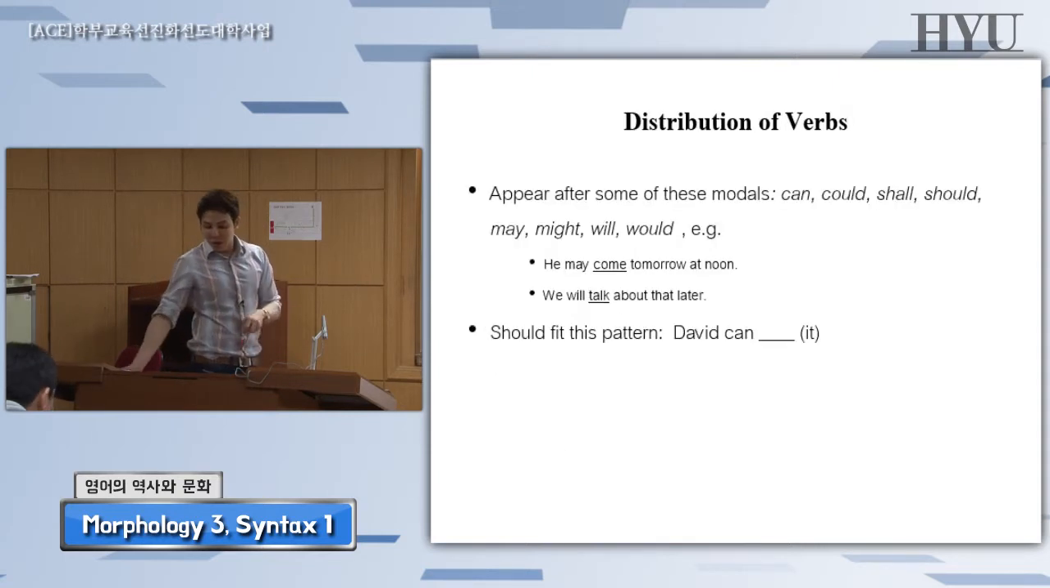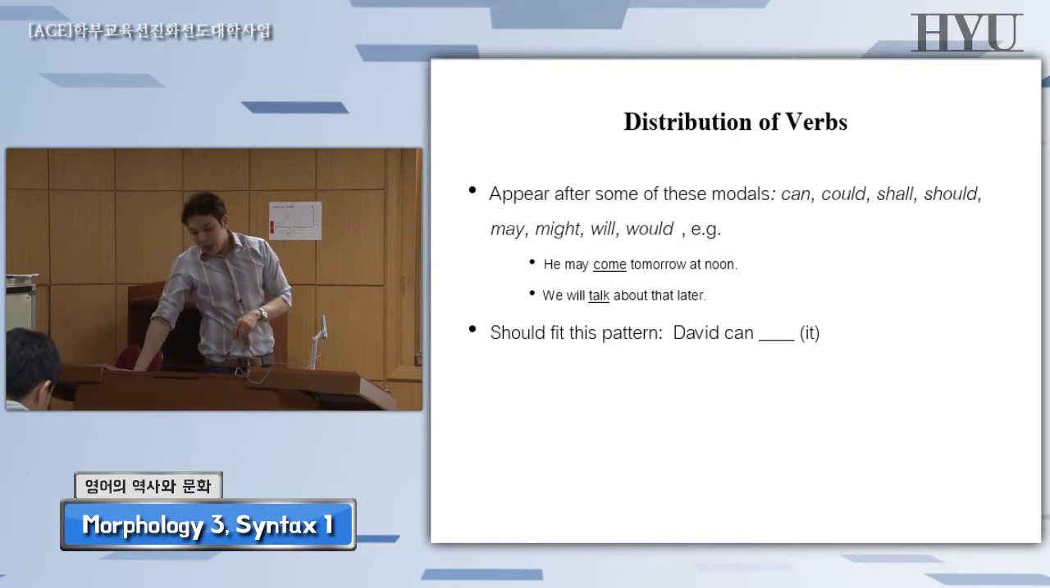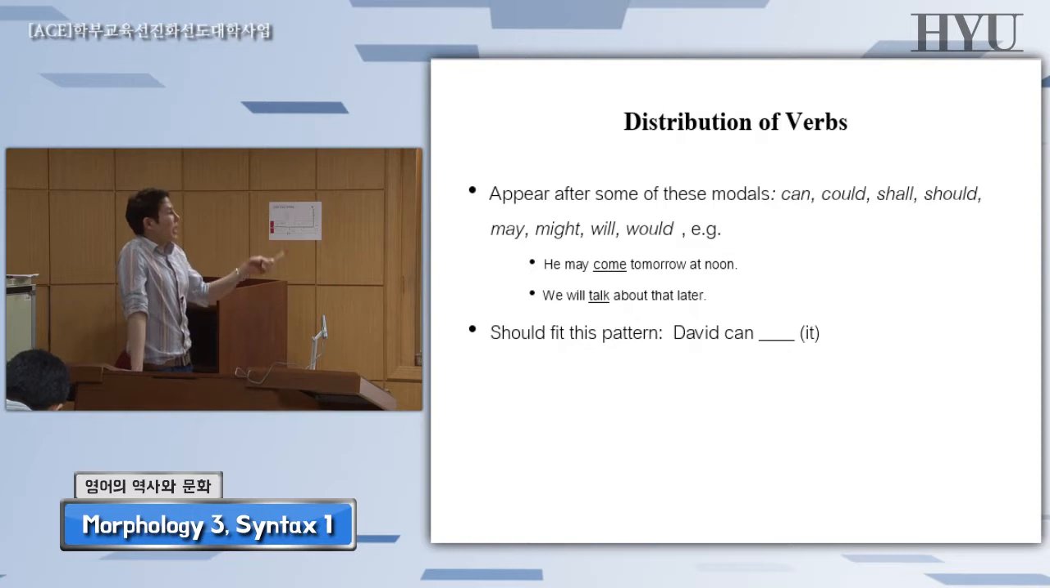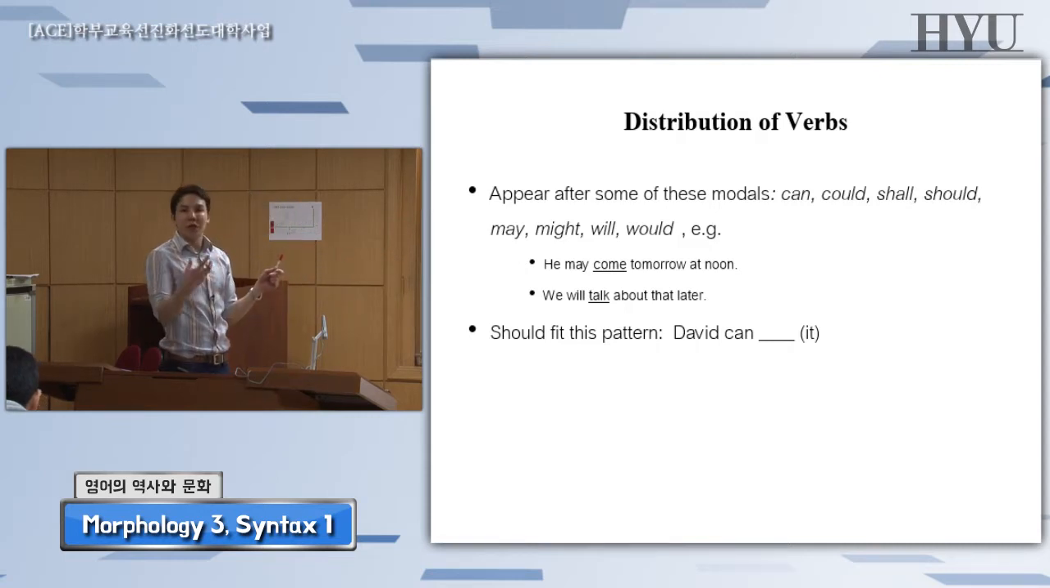And for distributional criteria, they include the fact that verbs can appear after modals. We'll talk about modals, like can, could, shall, should, may, might, will, would, like that. No other words can, okay? He may come tomorrow at noon. So come is a verb because it can occur after may. Notice that you cannot insert a noun there, like he may kindness. It doesn't work. He may arrival. Doesn't work. It must be he may arrive, like that.